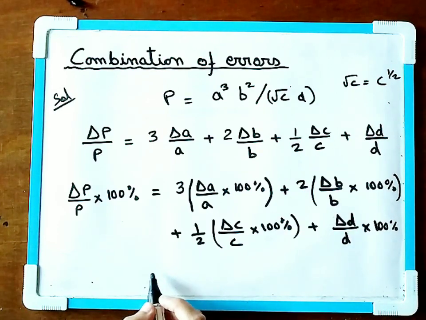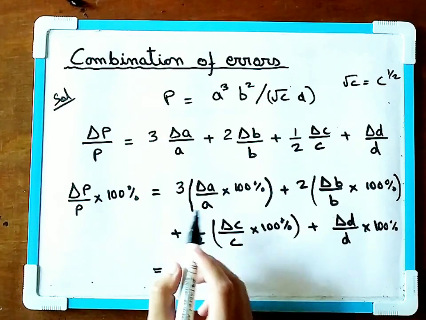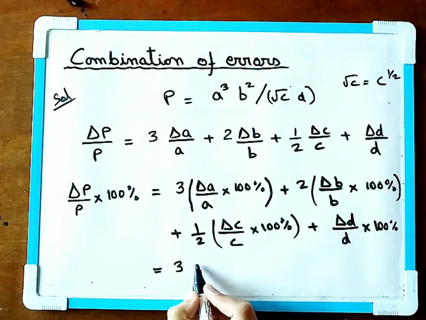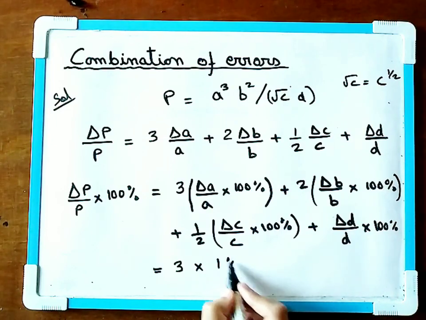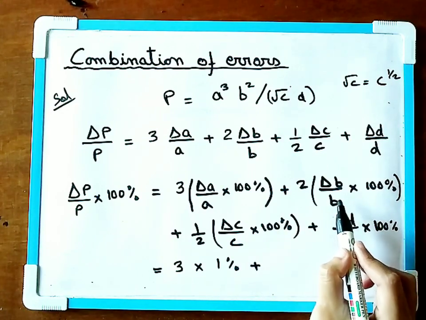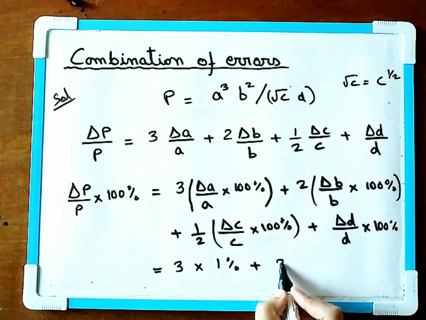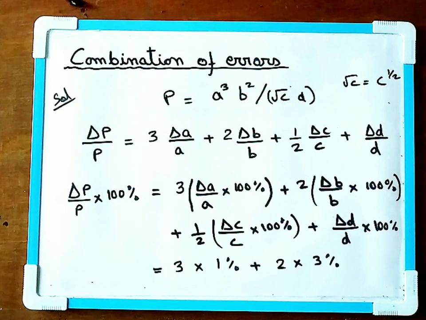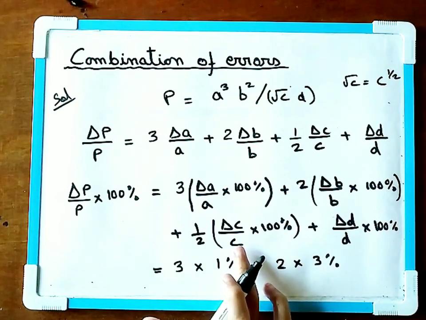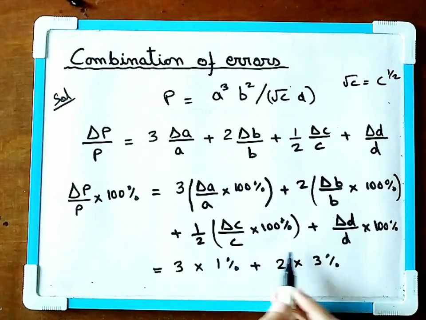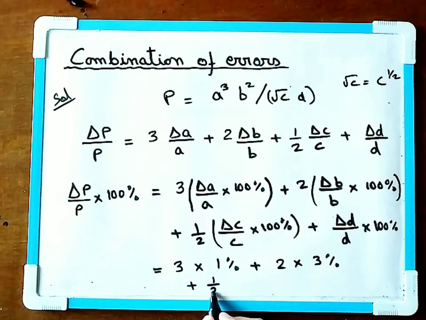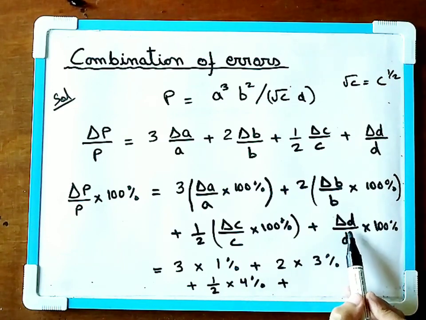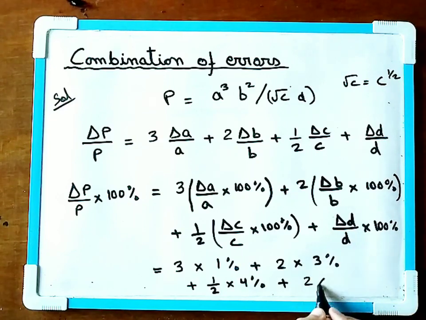So remember what you were asked, to find the percentage error in the quantity P. That will be equal to 3 times the percentage error in A. In the question, the percentage error in A is given to be 1%. The percentage error in B is given in the question to be 3%, so this will be 2 into 3%. Then the percentage error in C is 4%, so plus half into 4%. Then plus D, which in the question is given to be 2%. So this simply is 2%.